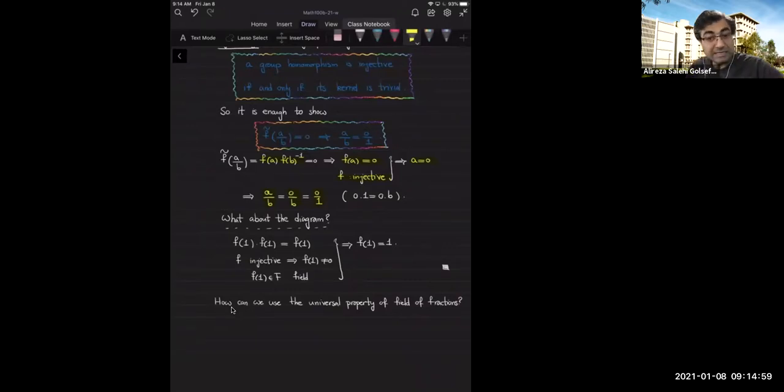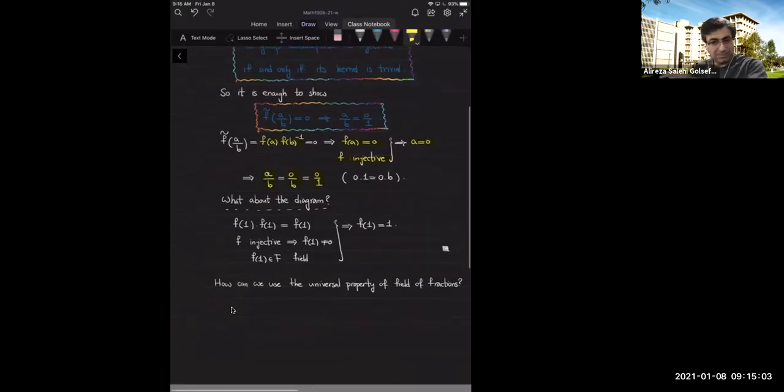Now the last thing that I want to show is about the diagram that I showed you, and why this F tilde is compatible with F.